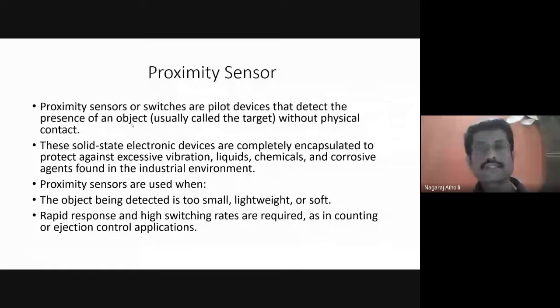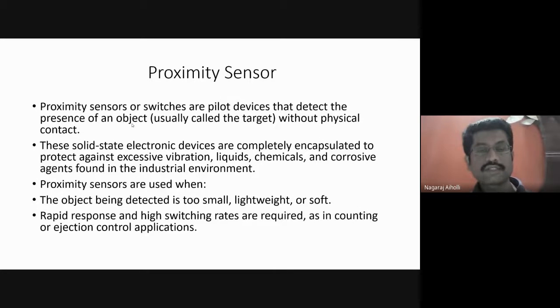These proximity sensors are used when the object to be sensed is light in weight, soft, and small. It cannot be used for large objects. The proximity sensor is meant to sense objects which are of smaller size and have light weight.